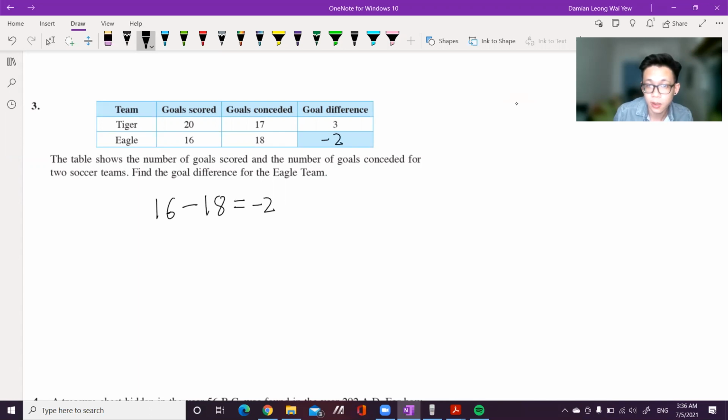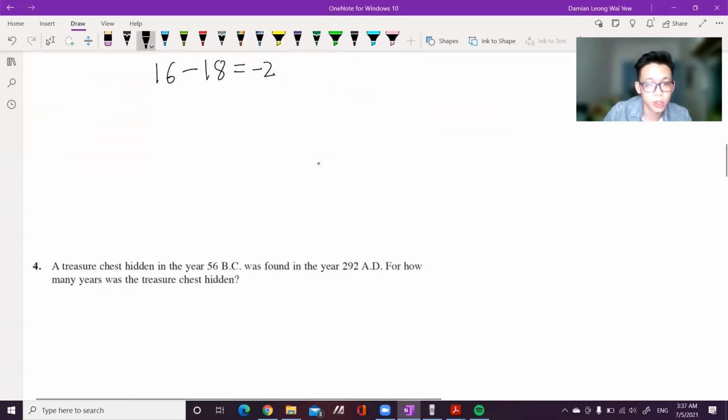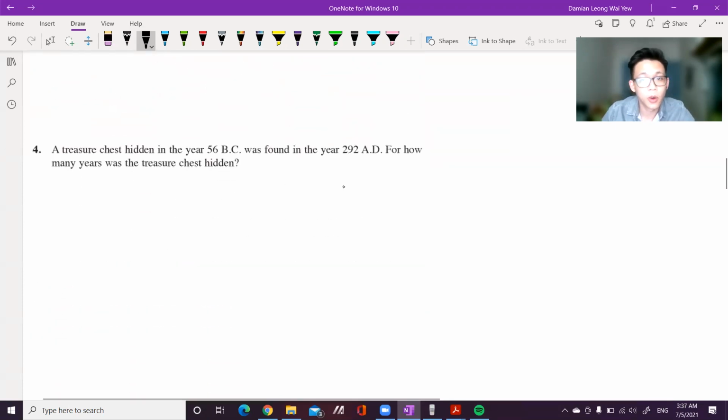Again, when you minus over the 0 from positive to the negative side, it means what I minus is bigger than what I have. Basically, you think how much it goes to 0 and then how much more it goes to the negative side. So we take 16 to go to 0, but I minus 18. I have another 2 to go. So 2 goes down. Alright. So that's for question 3. Very simple question.